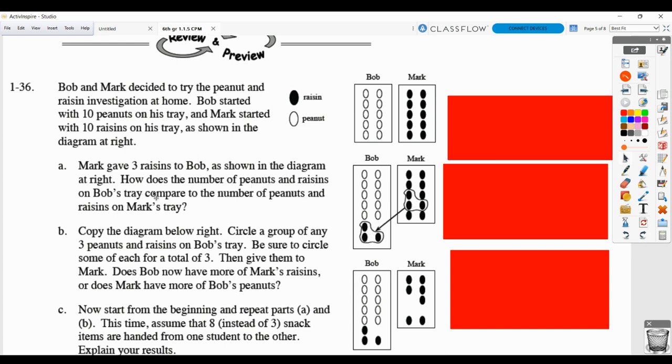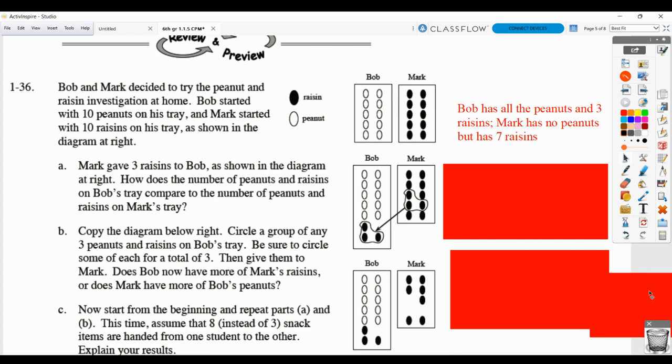How does the number of peanuts and raisins on Bob's tray compare to the number of peanuts and raisins on Mark's tray? So you could say Bob now has 10 peanuts and 3 raisins. Mark has no peanuts and has 7 raisins. So Bob has all the peanuts, all 10, and he's got 3 raisins. Mark has no peanuts, but he has 7 raisins, pardon me.